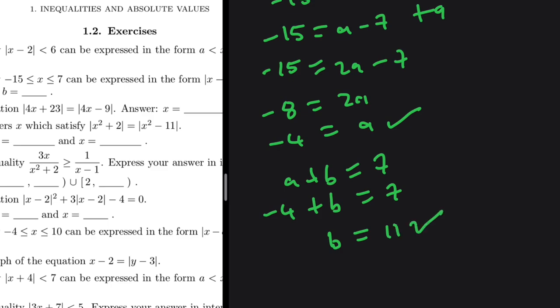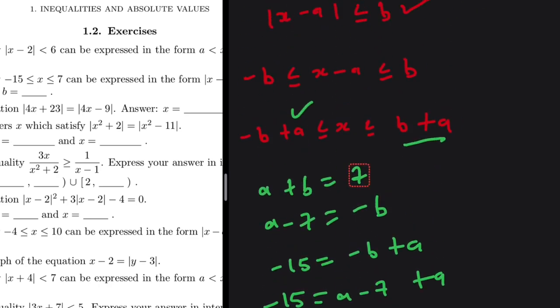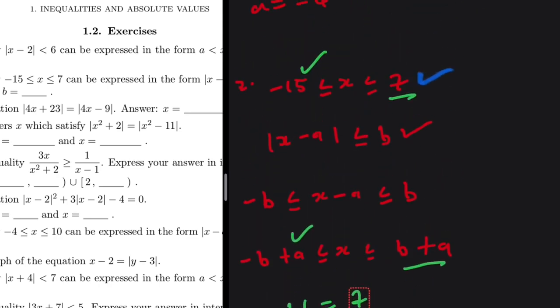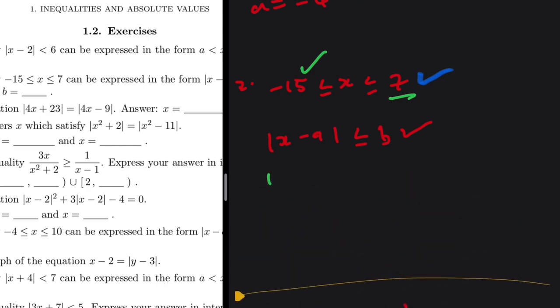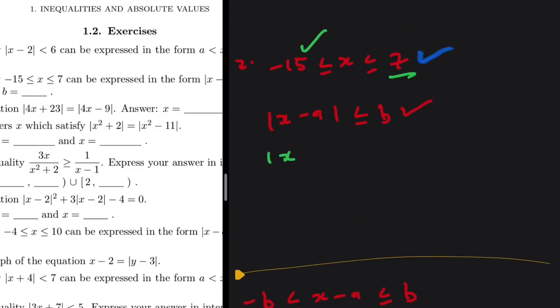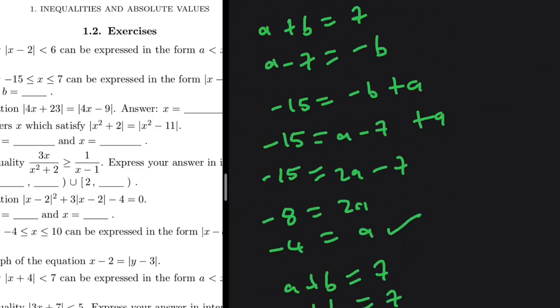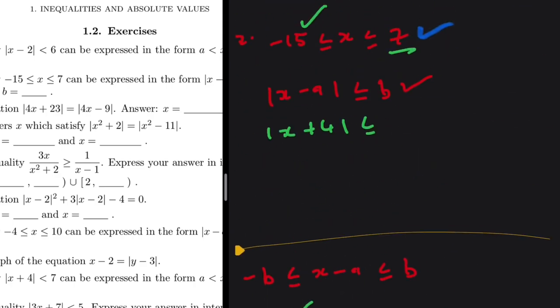Right, let's see if that checks out. a is equal to minus 4 and b is equal to 11. Let's see if that will lead to the inequality. So we are saying we have x minus a, where a is minus 4, so it would be plus 4, right? And then b is equal to 11. So let's check and see if it checks out. So we would have minus 11 less than x plus 4 less than 11.